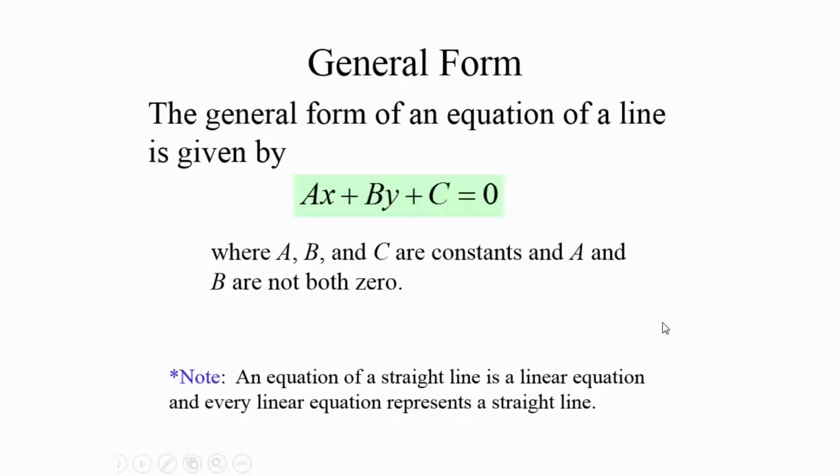And we note here at the bottom, an equation of a straight line is a linear equation, and every linear equation represents a straight line. This is a linear equation. The powers are 1. There is no second power, third power, right? The exponent is 1. So a straight line is represented by a linear equation, and a linear equation would give you a straight line. That's what this note is talking about.